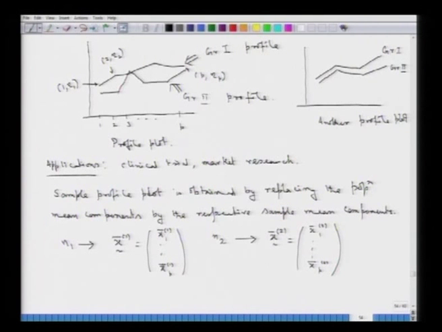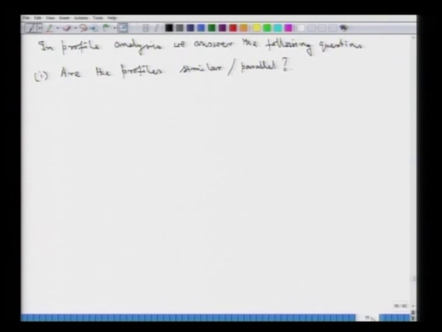Like here, these two group profiles do not appear to be similar in the sense that they are not parallel. On the other hand, if you look at group 1 and group 2 profiles on this profile plot, they appear to be parallel, although there is a divergence here, but we need to see whether this divergence from parallelism is statistically significant or not. That is what we are going to answer.